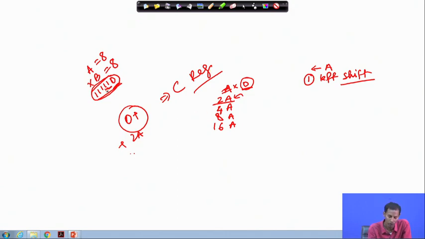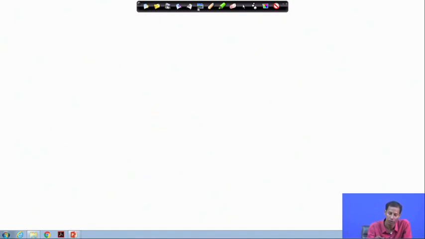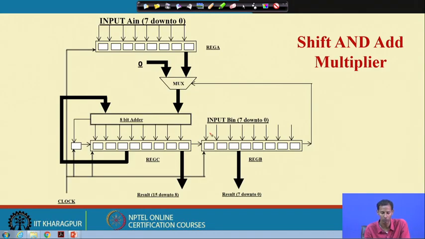If the next bit is 1, then A will be shifted by 2 bits left, and I have to add 4A. If this bit is 0, then it will be added with 0. So, if I just go back to this particular case, you see what is happening.